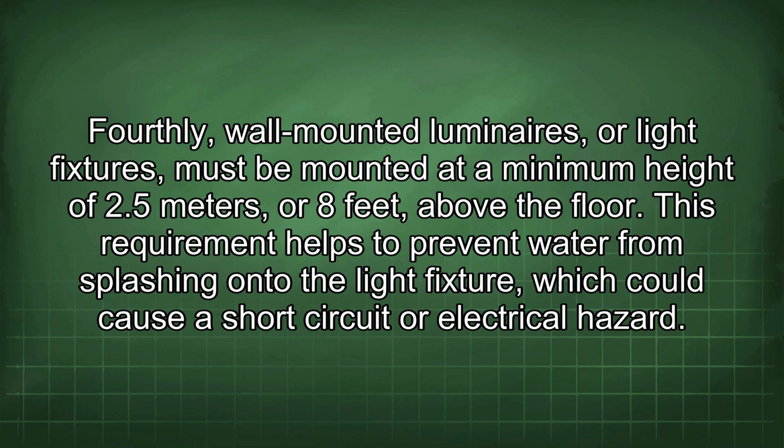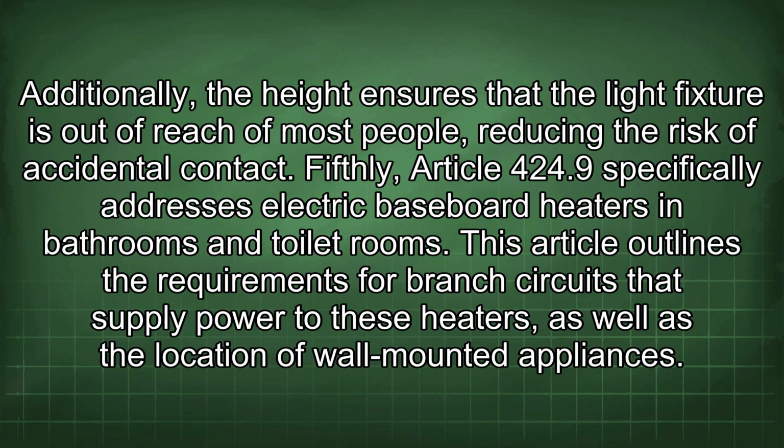Fourthly, wall-mounted luminaires or light fixtures must be mounted at a minimum height of 2.5 meters or 8 feet above the floor. This requirement helps to prevent water from splashing onto the light fixture, which could cause a short circuit or electrical hazard. Additionally, the height ensures that the light fixture is out of reach of most people, reducing the risk of accidental contact.